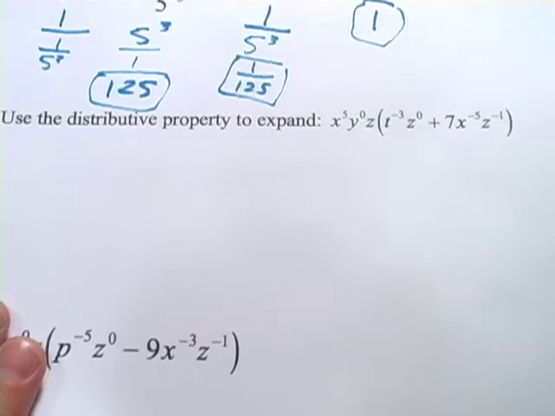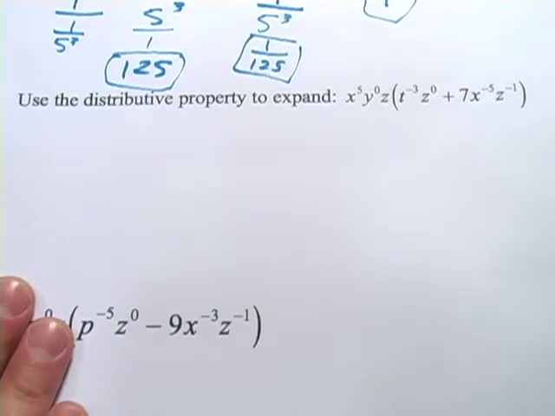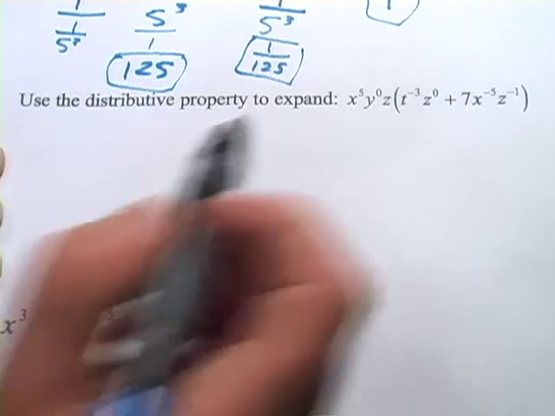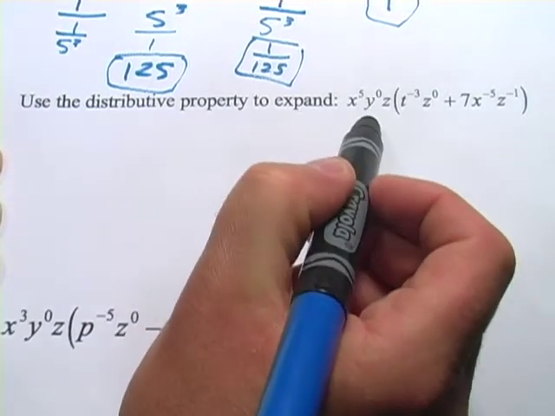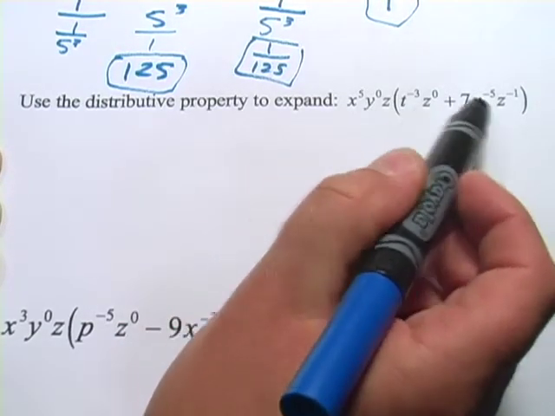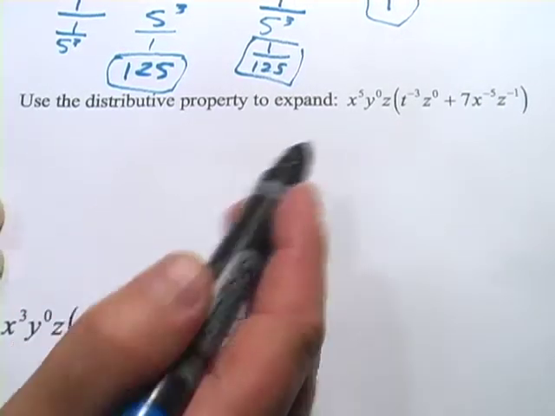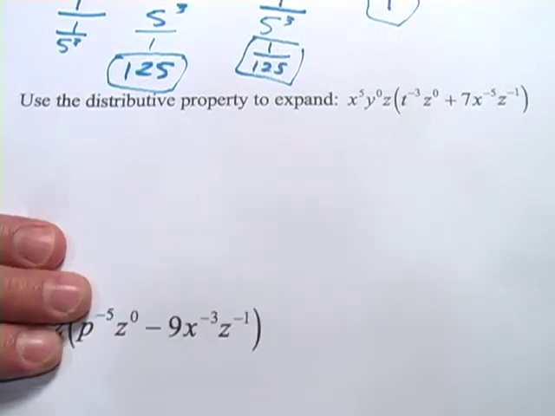Let's look at this next problem. This looks pretty complicated. It says use the distributive property to expand. And remember, the distributive property is where you have a term outside the parentheses, 2 different terms inside the parentheses, and you kind of multiply them through. In this case, we've got some 0 powers in here. So the first thing we want to do is simplify the 0 powers.